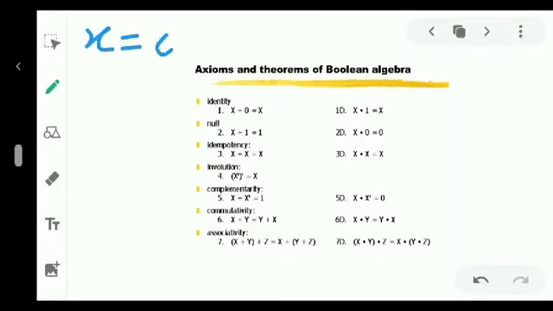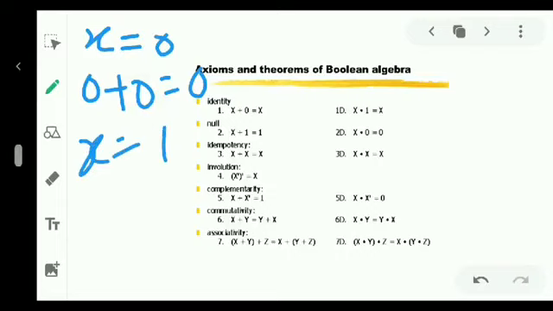Suppose x value I am taking as 0. So 0 value plus 0, it is equals to 0. That is the x value. Again, let's take x value equals to 1. So 1 plus 0 is equals to what? 1. So again it is the x value. So in this way I can prove that if you add x value with the 0, then we will return back to the x value.